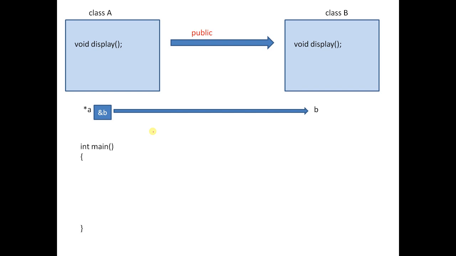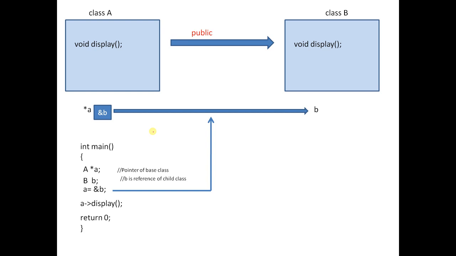Let's see an example. Suppose we have a main function. In this we have created a pointer of parent class, the base class, and we have created a reference of child class. Now the pointer of parent class is storing the reference of child class. So through that we are calling the function. Now can you imagine which function would be called? Can you guess which function would be called? Let's see it with an example.